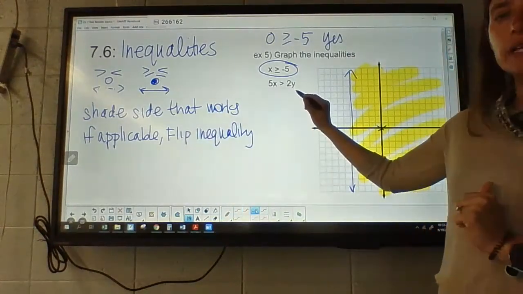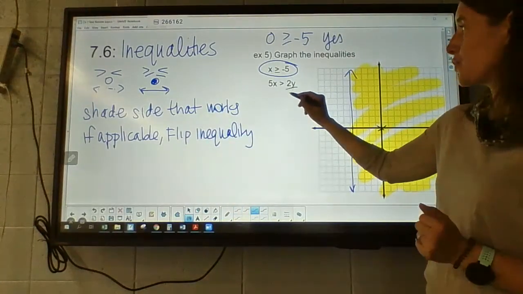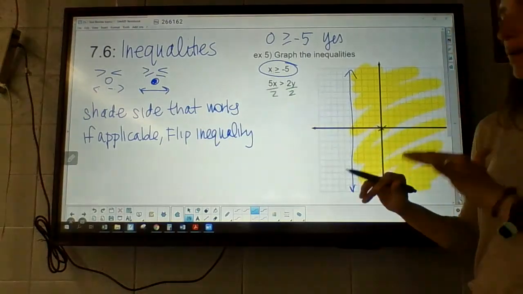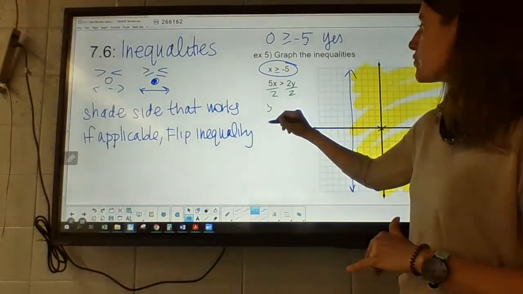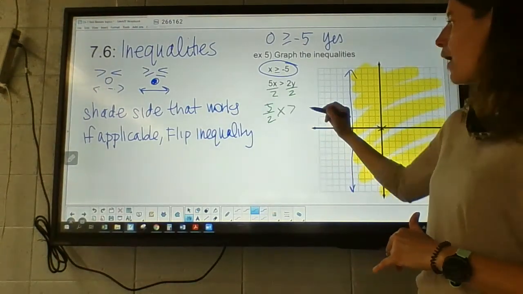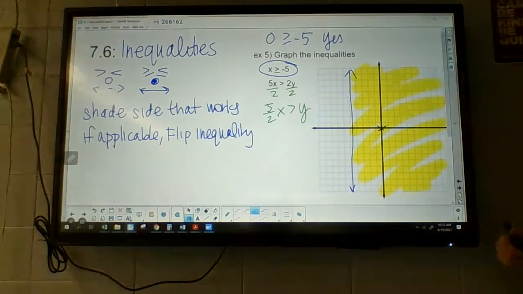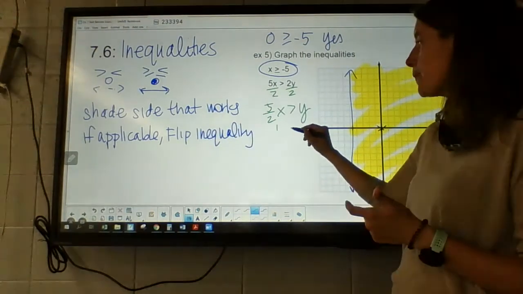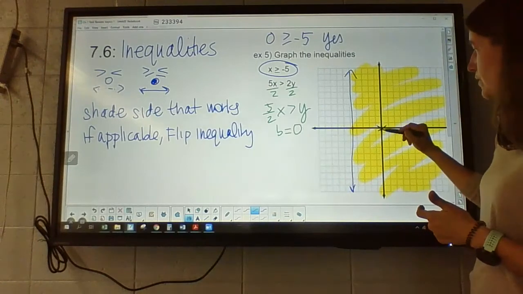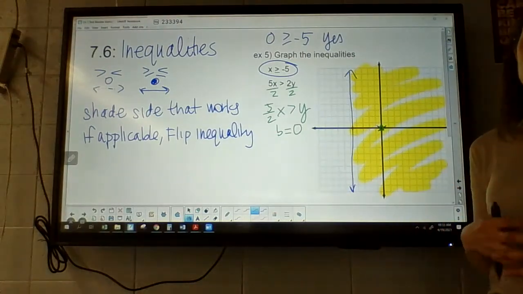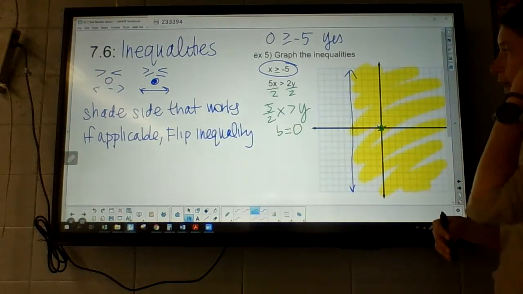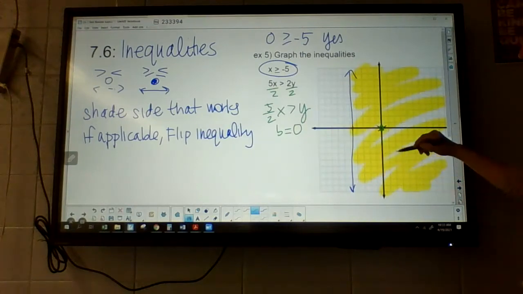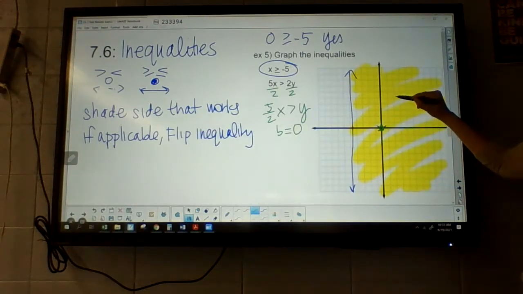So this one, I want to get the y alone. So I'm going to divide by 2. It's kind of flipped around, so if that bugs you, it's 5 over 2x is greater than y. But there's no b, so that means b is 0. So I'm going to begin at 0, so that already tells me I can't use 0 as my checkpoint. And then I'm going to go up 5 and over 2 as my slope. Up 5 and over 2.